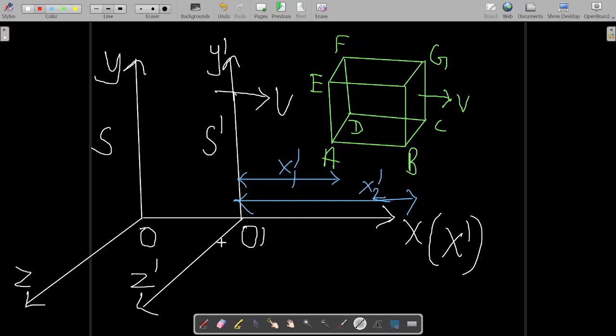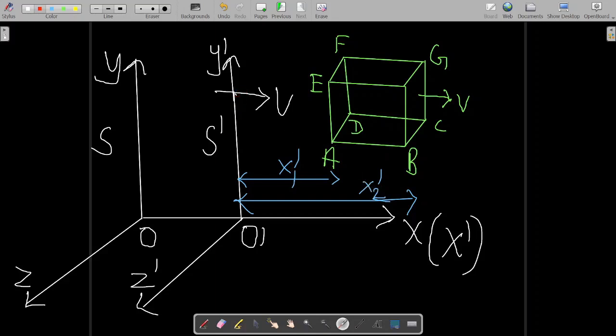Now first of all, answer this question: will these x1 prime and x2 prime ever change? Let me ask you one question. This x1 prime is the distance from O prime to point A, and x2 prime is the distance from O prime to point B. Will they ever change? The answer is no. x1 prime and x2 prime will never change. Why will they never change?